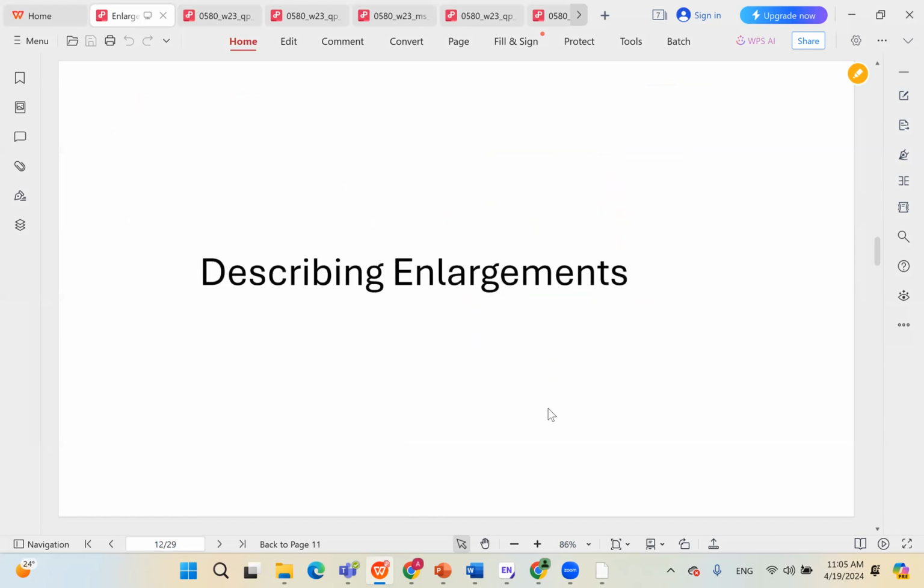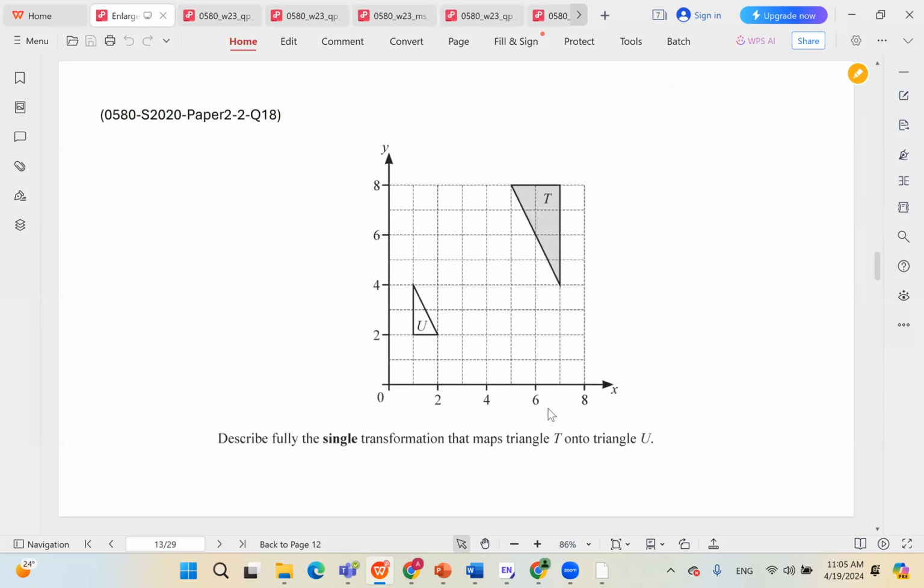So in the next part of this video, we shall be describing enlargements. Describe fully the single transformation that maps triangle T onto triangle U. So the easiest transformation to spot is enlargement because very simply, the shape gets bigger or smaller. So if there is a difference in the size of the shape, which is something you can notice by eye, then this is definitely an enlargement.